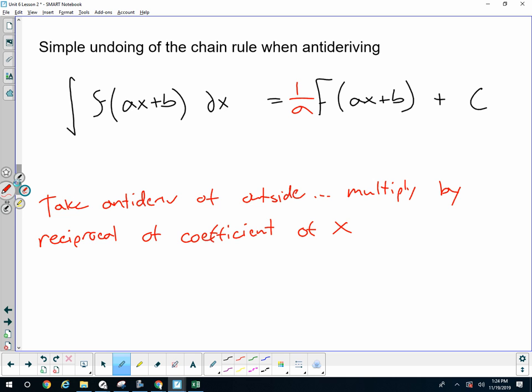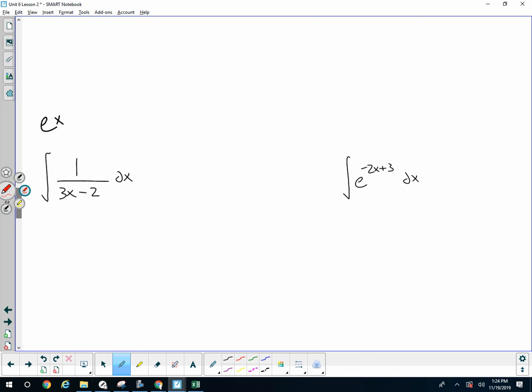Okay, I'm going to throw in a third example in between these two. We've got the antiderivative of 1 over 3x minus 2. I want you to do the antiderivative of 1 over (3x minus 2) cubed and the antiderivative of e to the negative 2x plus 3. Start with the one all the way to the right. The one on the right is probably going to be the easiest. The other two are confusing to some.